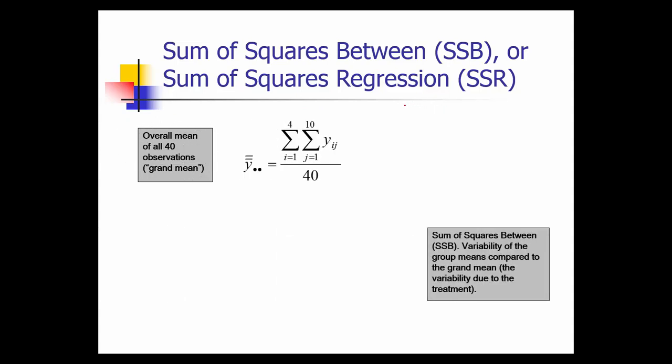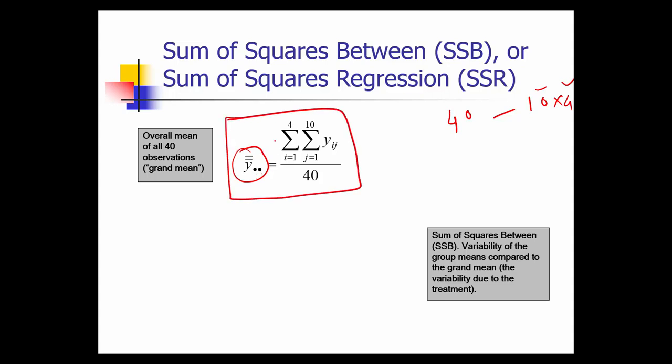Now we will calculate the sum of squares between group variance. So the overall mean for the 40 observations. We have 40 observations, right? 10 each, so 10 into 4 groups, with 10 observations in each sample. The grand mean we will denote as y double bar, with 2 dots. We take all 40 observations, add them up and take the average by 40. That is the overall mean or the grand mean.